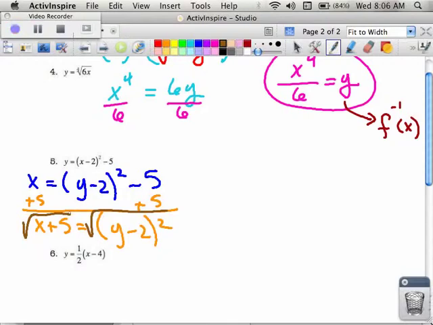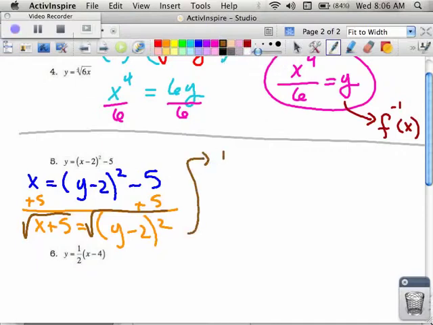Don't forget that if you square root a variable, you always have to go with a plus or minus. So currently, after I do that, I will now have plus or minus the square root of x plus 5 equals y minus 2. So we undid the squaring with a square root, but since the square root covered a variable, you have to put plus or minus, because you could get a positive answer out or a negative answer out.